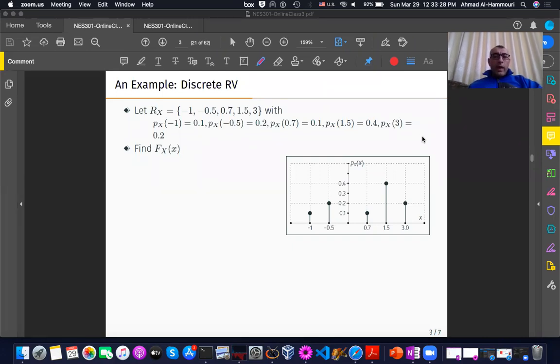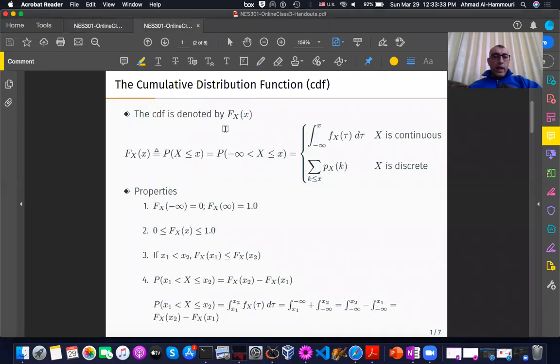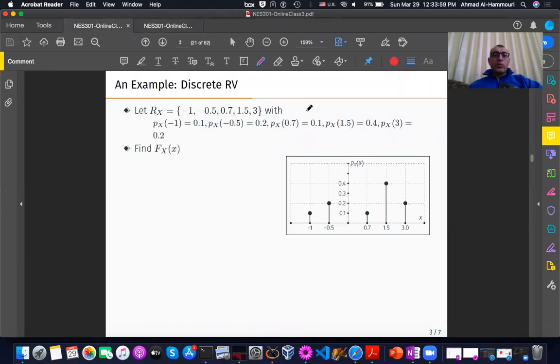أوكي. هلأ المرة الماضية حكينا عن ال CDF، ال Cumulative Distribution Function، حكينا عن ال definition تاعه for both continuous and discrete random variables، وحكينا عن ال properties تاعنا. بس نتذكر إنه CDF ل point عبارة عن probability إنه random variable موجود من ناقص infinity up to that point. أوكي تمام. وبلشنا نحكي عن just one example اللي هو على discrete random variable.